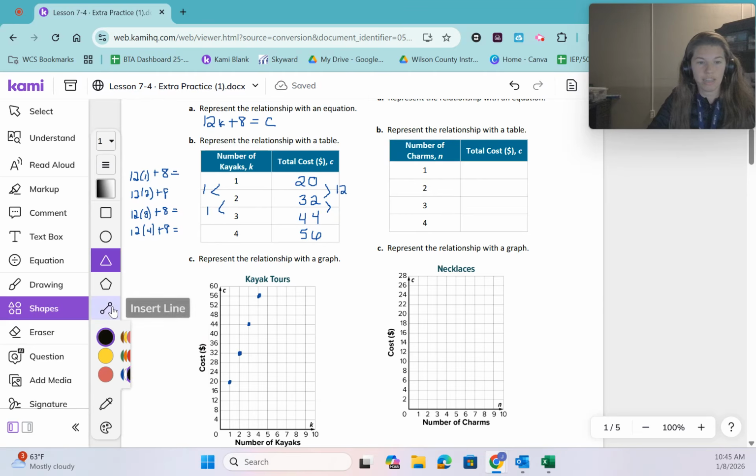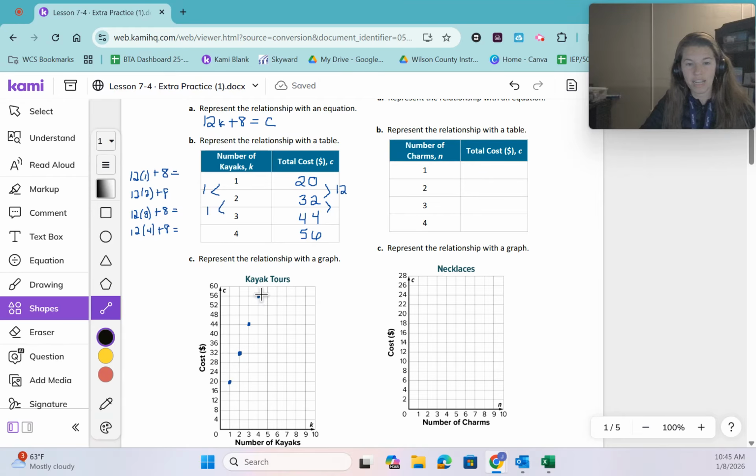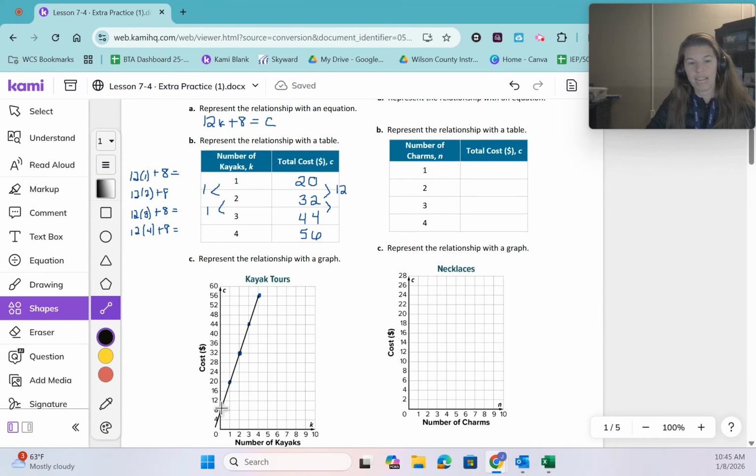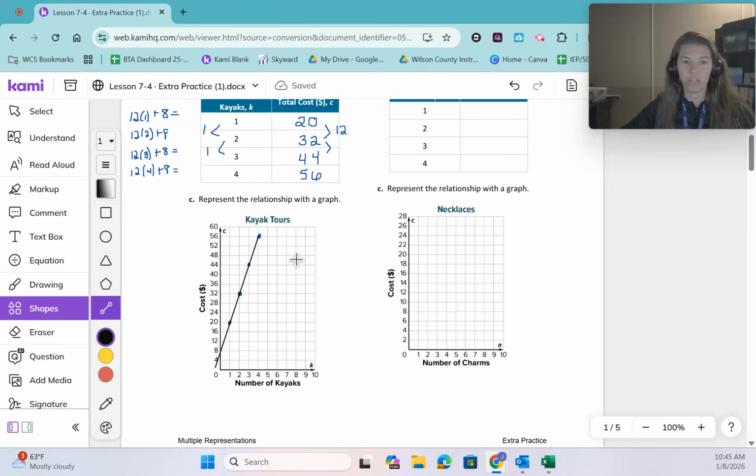And you can see that this creates a straight line. It actually goes through that point 8, which is the cost for the guide. But you can see that it is a linear function. It's a straight line, and it matches our situation there.